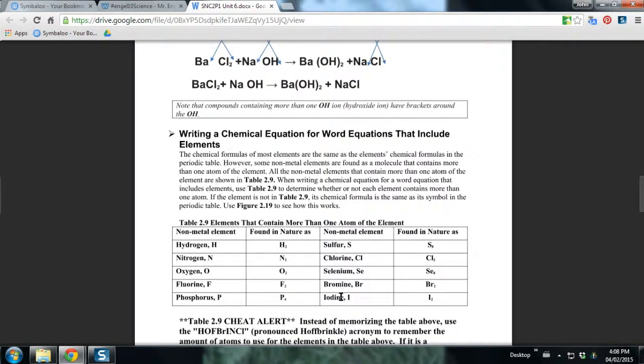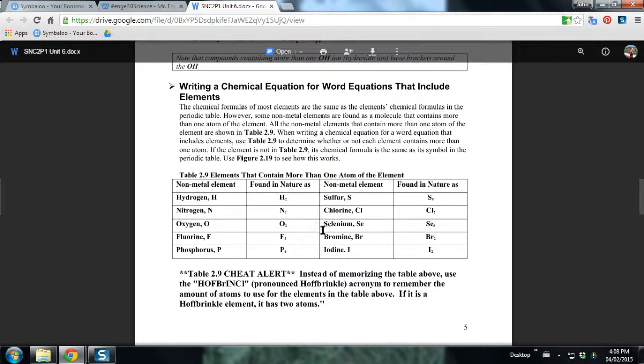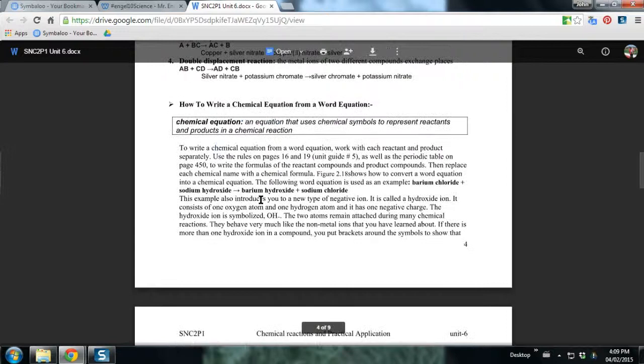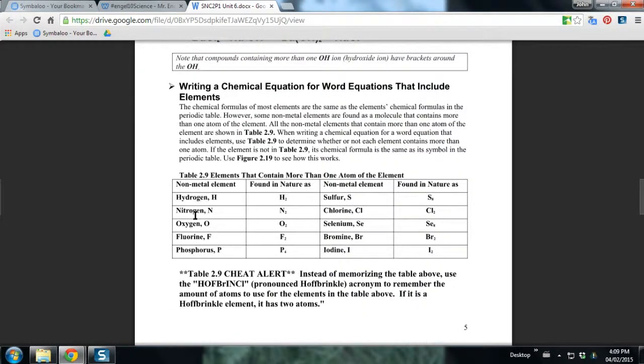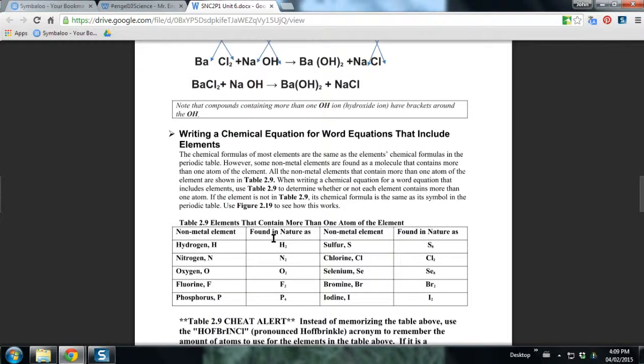One of the changes I made to this unit is this is a very important table that you basically have to memorize, because when we're writing these formulas up here and we have a hydrogen in it or a nitrogen in it, we can't just look this up on the table anymore. Now we have to know how many atoms. So if we have water, for instance, and it's hydrogen and oxygen, we know that the hydrogen is going to naturally have two in it.